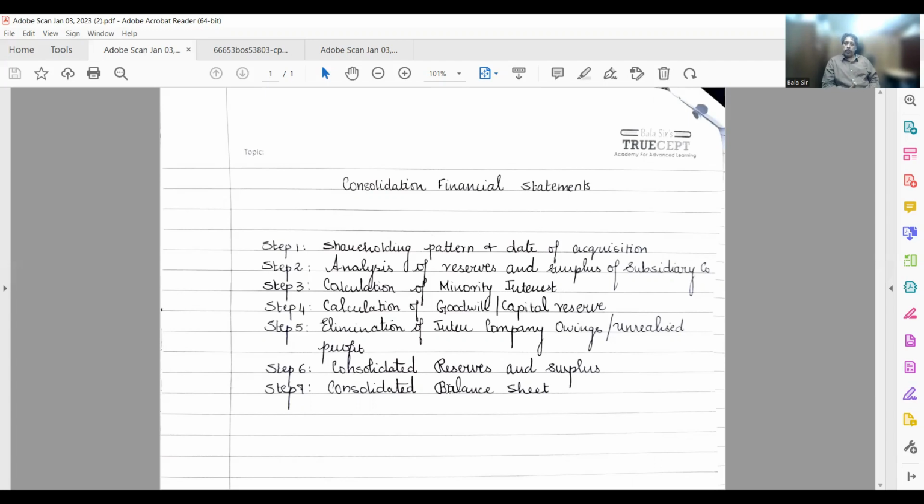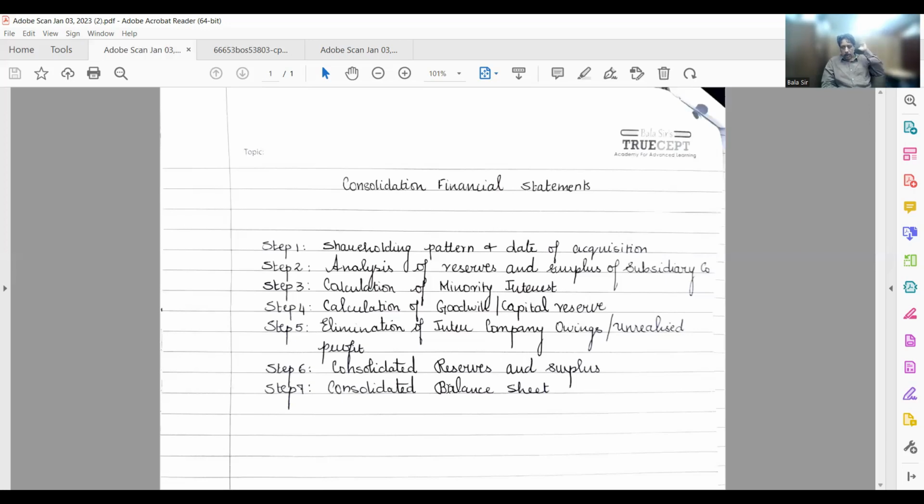The fourth step is something we calculate on the acquisition date. When I buy shares in your company, I got to calculate something called goodwill or capital reserve. Whether I pay more than your company is worth or less. Suppose your company is worth 10 lakh rupees, but I paid 12 lakh. I paid 2 lakh extra. What is that? Goodwill. If I pay something less, the difference is capital reserve. This step is also known as cost of control. People say cost of control or capital reserve, nothing but goodwill or capital reserve. That is step number 4.